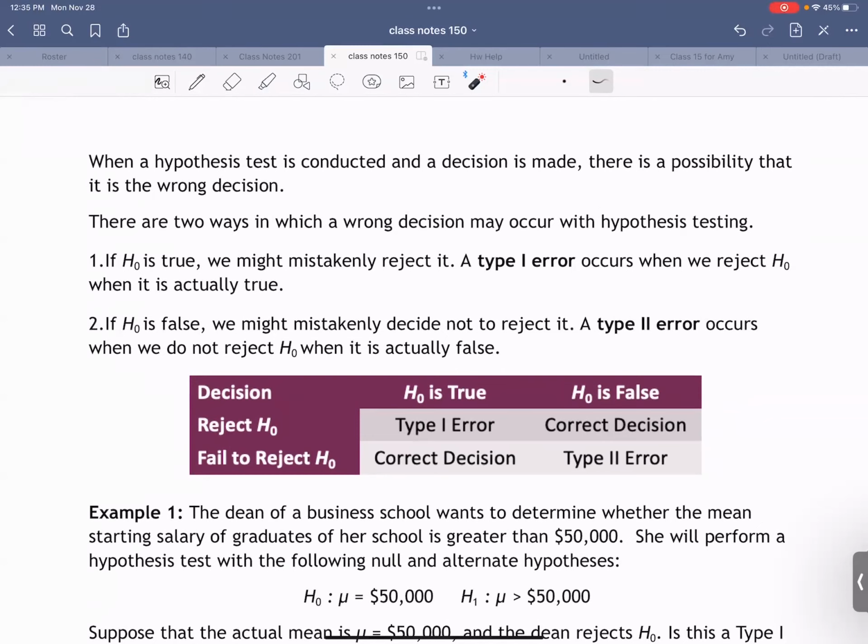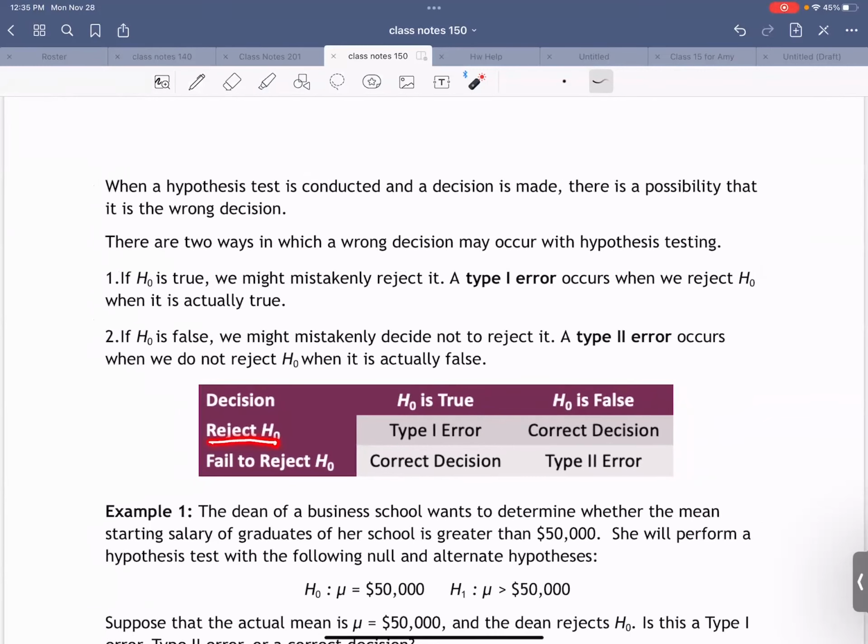But let's say we've rejected the null hypothesis as our conclusion. Now, in reality, the null hypothesis could either be true or false. If it's false and we rejected it, then we made a correct decision because we rejected something that wasn't true. But if we reject something that is true, we're going to call that a type 1 error. Now, if we fail to reject something that's true, that's a correct decision. But if we fail to reject something that's false, we're going to call that a type 2 error.